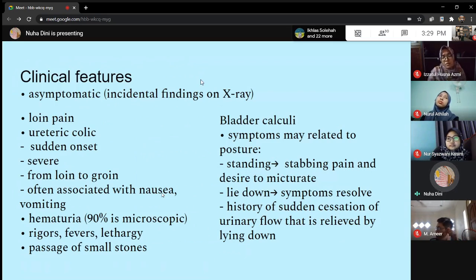The patient may be asymptomatic. If symptomatic, the patient may have loin pain, particularly in chronic conditions. If acute, it is usually a ureteric colic pain. How do we know it is a ureteric colic? The pain is characterized by sudden onset of severe and agonizing pain that develops from loin to groin and is often associated with nausea and vomiting.